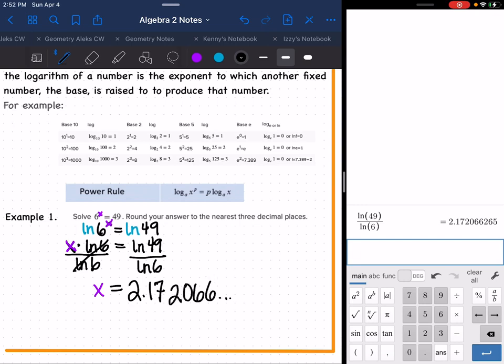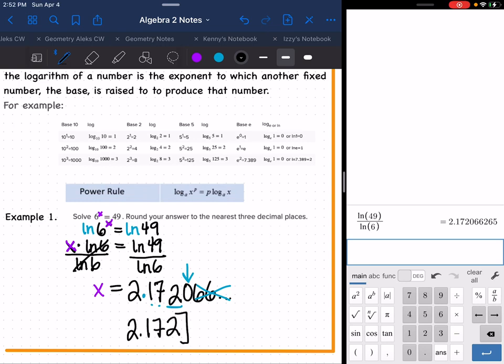172,066, and then there's a bunch more numbers. They wanted 3 decimal places, so I'm going to find the decimal 1, 2, 3. This number is going to tell me if I should round the 2 or let it rest, if I should add one more or let it rest. I'm going to go ahead and let it rest.